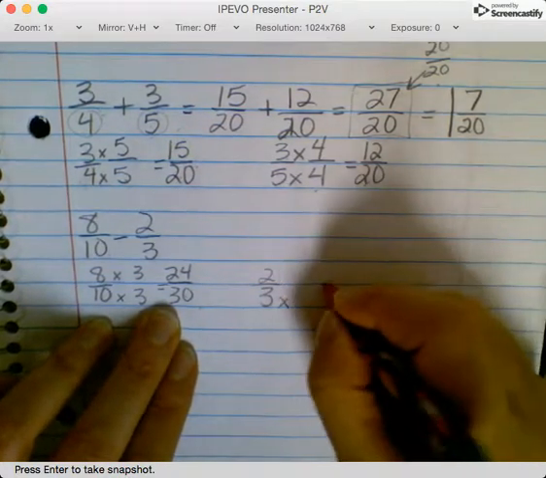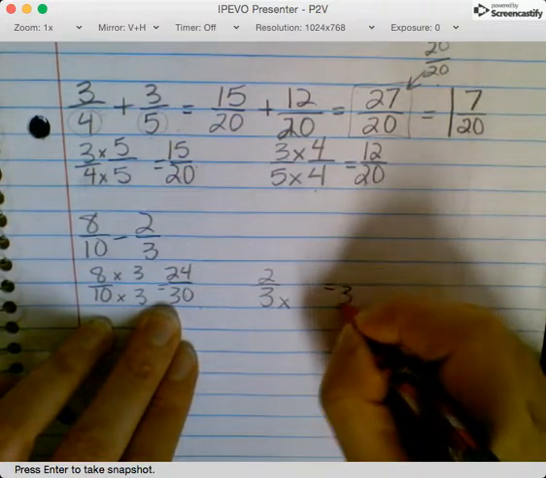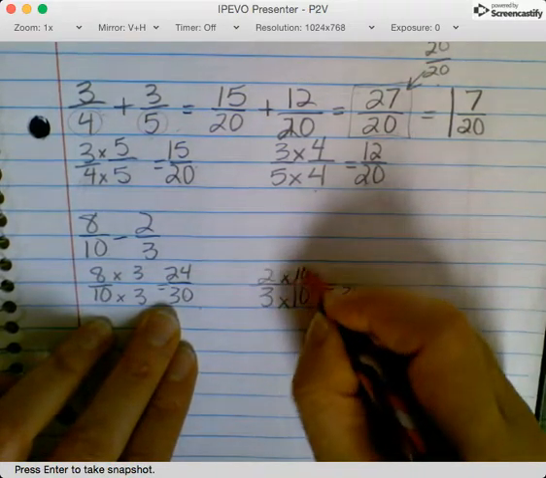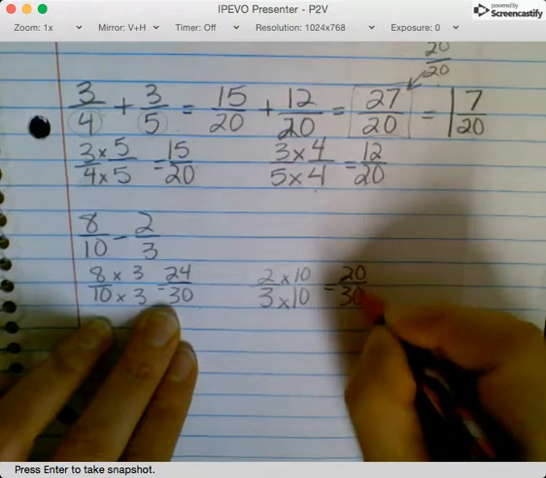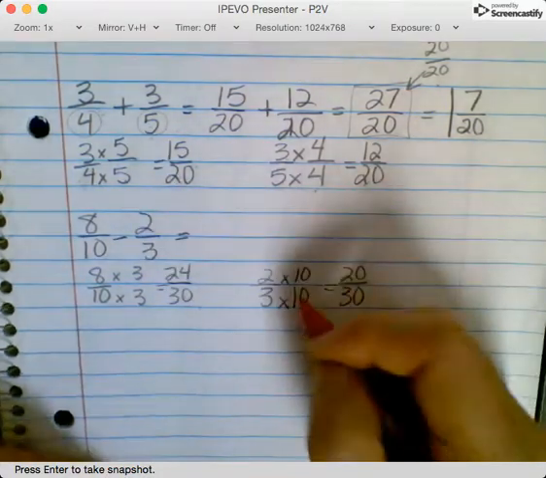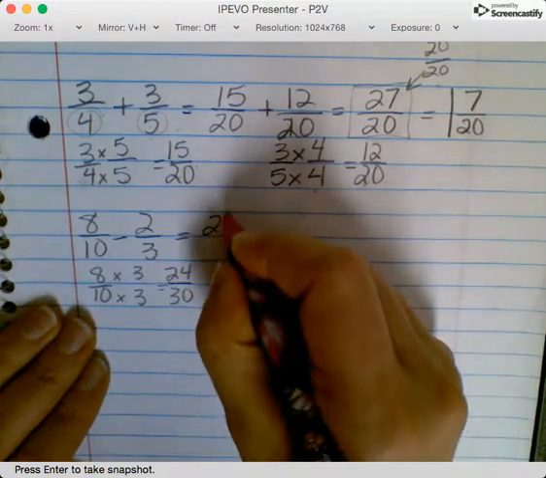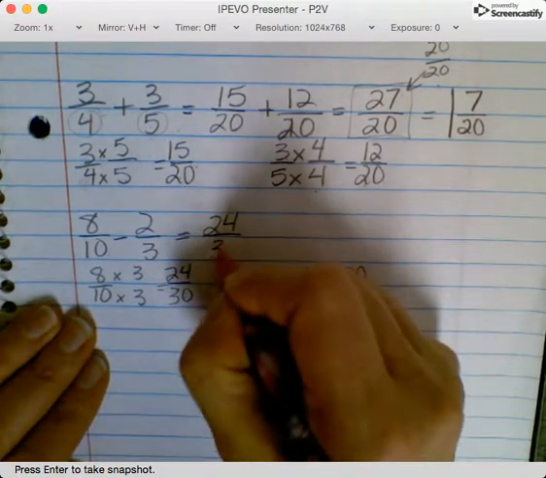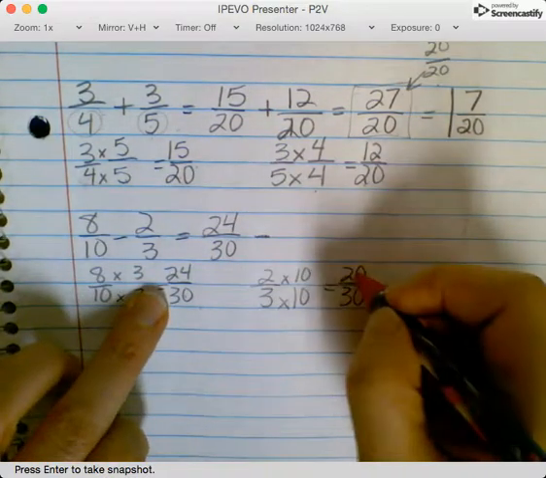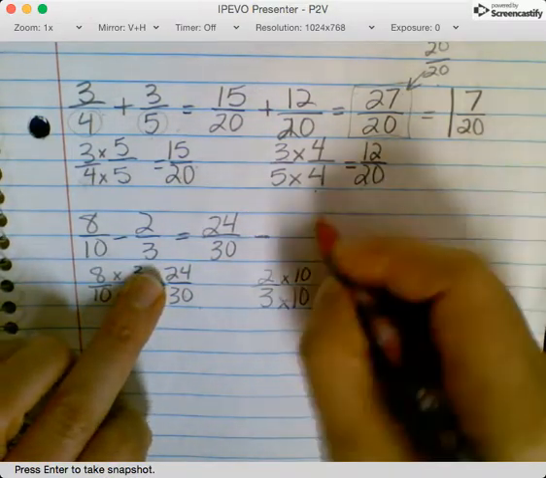2/3, I want to take 3 times 10 to get 30. So I take 2 times 10. And 2 times 10 is 20. And the next step that I would do is substitute those values, 24/30 instead of 8/10. And then I subtract, and 20/30ths instead of 2/3.